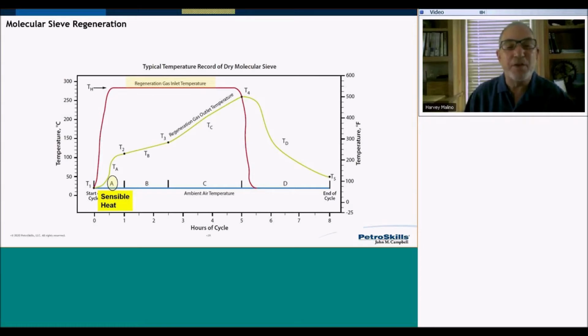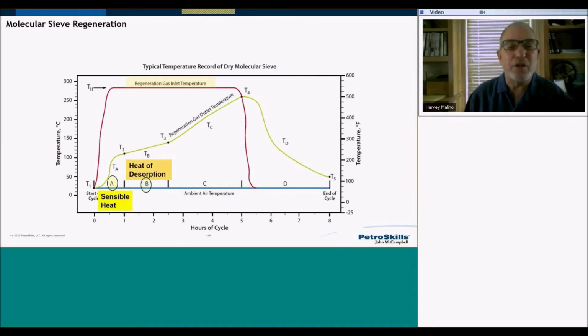And you have different sections. First, you have to provide heat to the system. You have to provide sensible heat to the system to heat up the molecular sieves, to heat up the bed support material, to heat up the vessel walls. This is all sensible heat. Then you need to desorb the water.